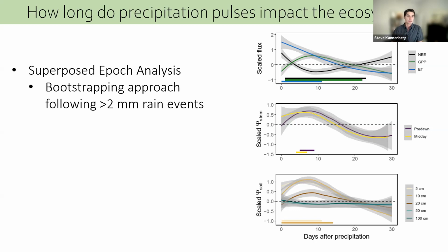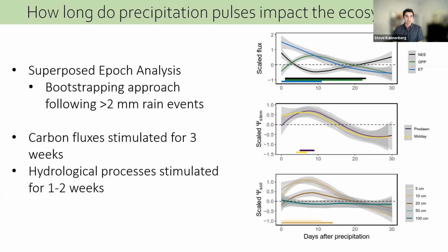To show this visually, I have just scaled all of these processes that we've measured so we can put them on the same graph and then put a smoothing line through it. And the color bars at the bottom here are indicating when this analysis showed that this process was stimulated following a precipitation event. So tracking the day of the precipitation event at 0 to a month after the precipitation event.